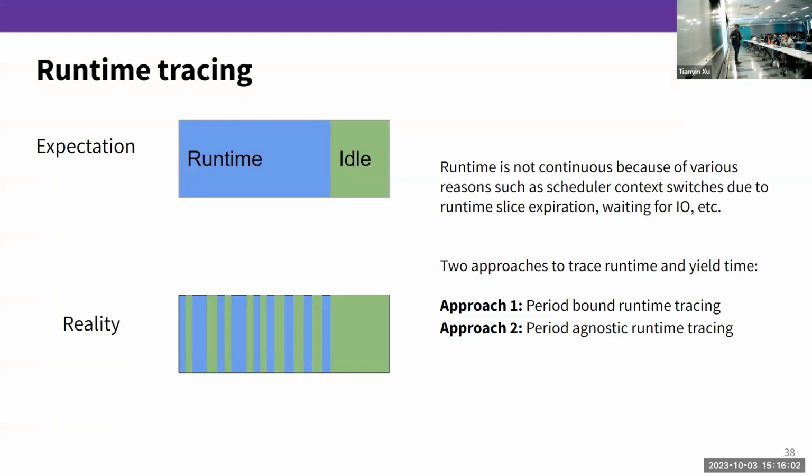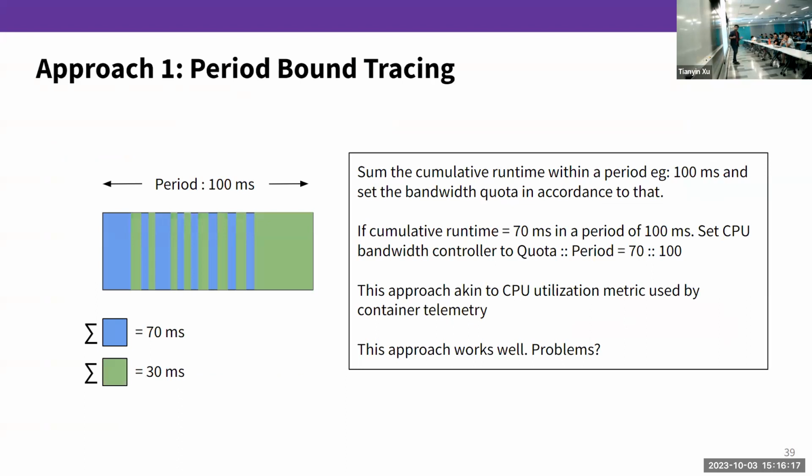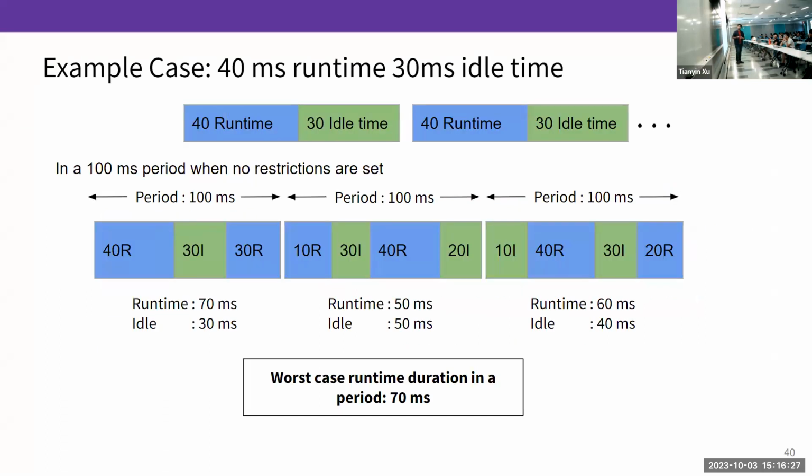The two approaches are, one is period-bound runtime tracing, where we basically say, within a 100 millisecond period, I'm going to take a summation of all the times that I've run, and I'm going to get that number as my new runtime and yield time. So in this case, with 100 milliseconds, it's run for 70 milliseconds and you're idle for 30 milliseconds, even though you have gaps in your code.